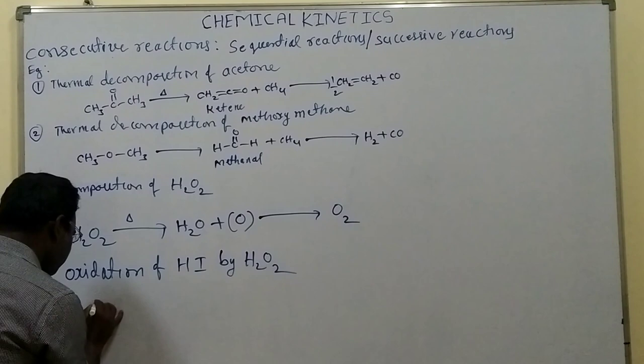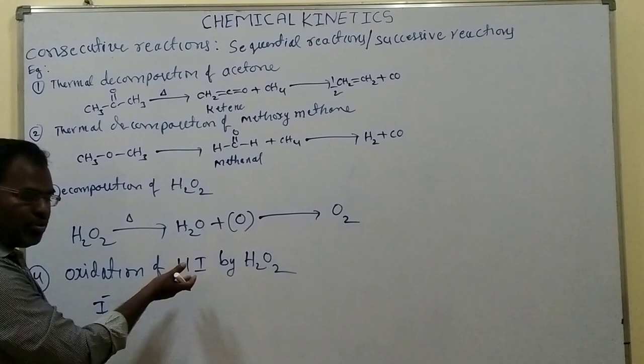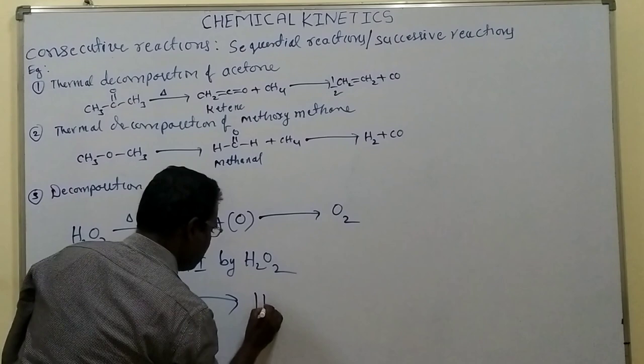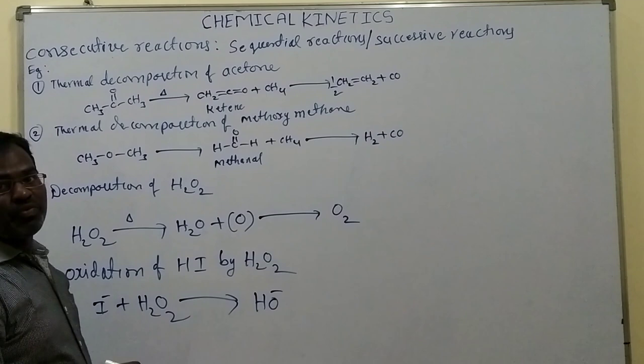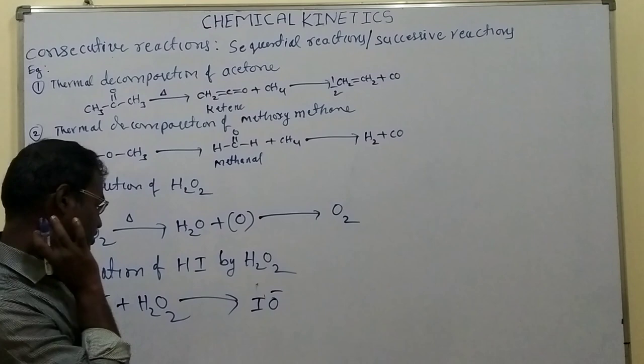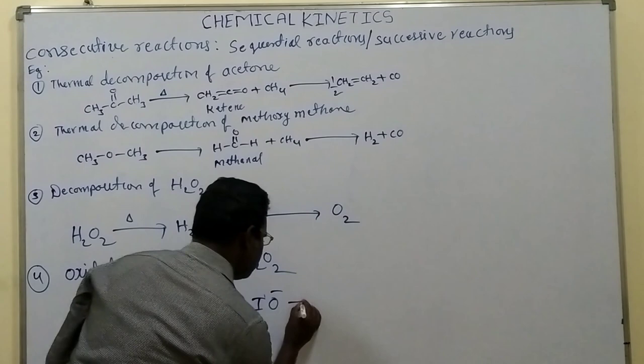So in the first step, HI is an acid that dissociates into H plus and I minus. So I minus will combine with the hydrogen peroxide. Then we can get the hypoiodate ion. This is called hypoiodate, plus we can get the water.